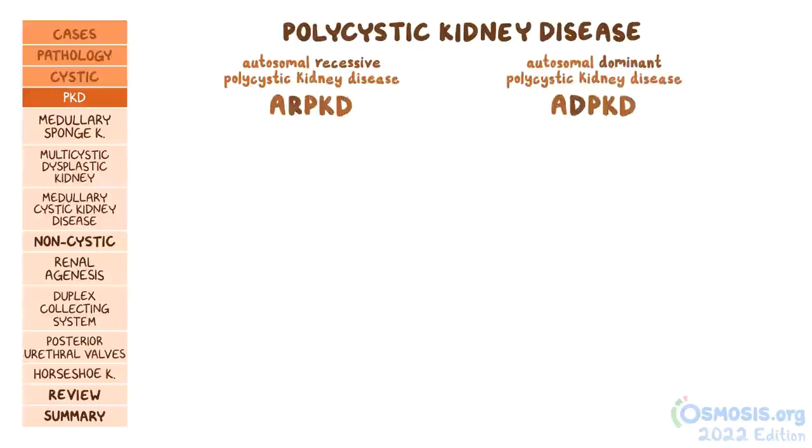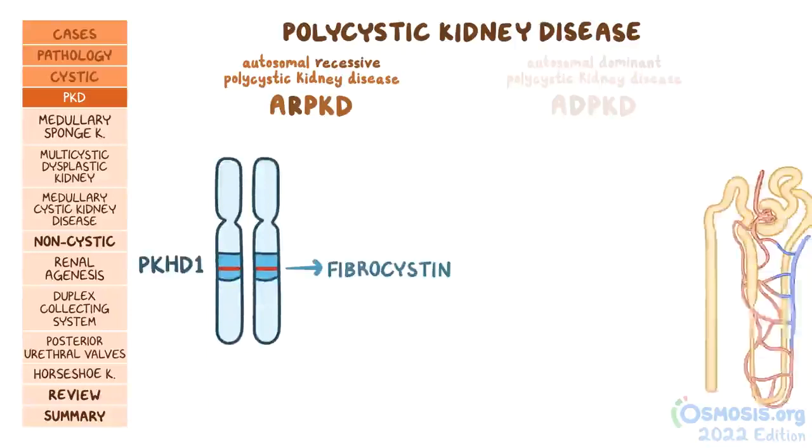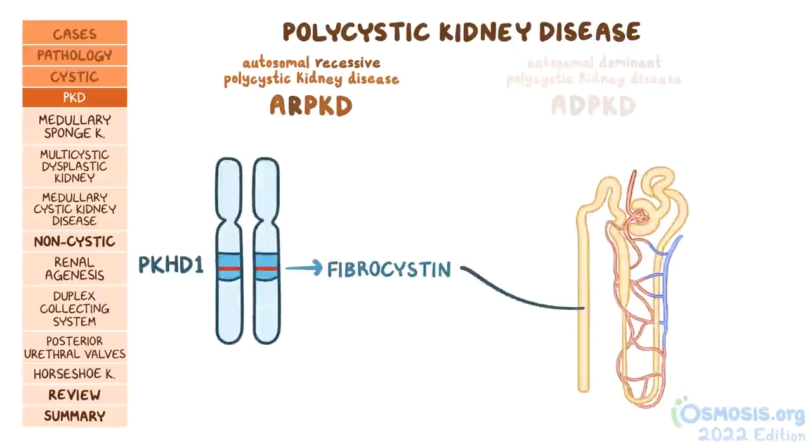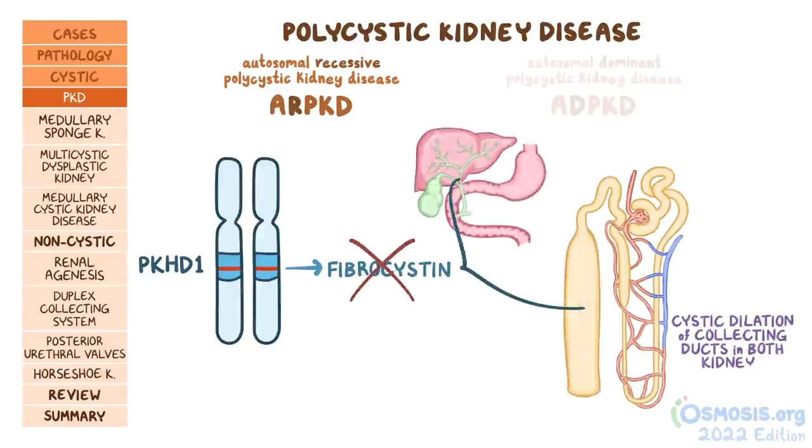With ARPKD, someone inherits a mutation on both copies of the PKHD1 gene, which codes for the fibrocystin protein. Fibrocystin is found in the collecting ducts, as well as in the epithelial cells of the hepatic bile duct. The lack of fibrocystin leads to cystic dilation of the collecting ducts in both kidneys.